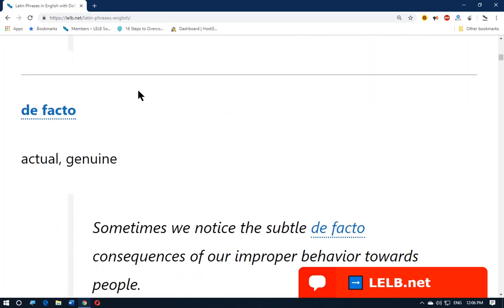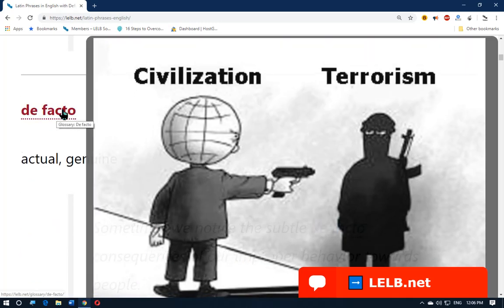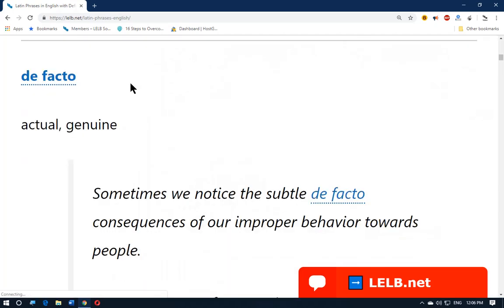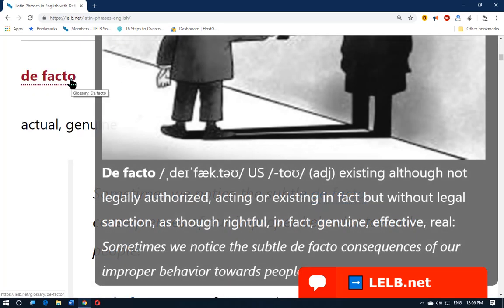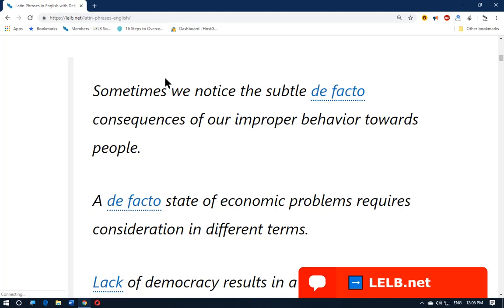The next Latin phrase, de facto. De facto means actual and genuine. It means existing, although not legally authorized, acting or existing in fact, but without legal sanction, as though rightful, in fact, genuine, effective, real. De facto means something that exists, but perhaps it's not that pleasant.